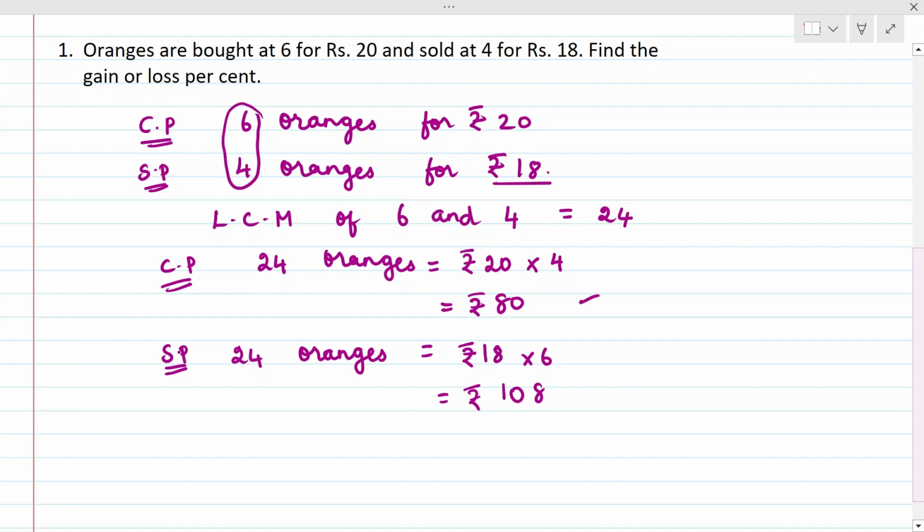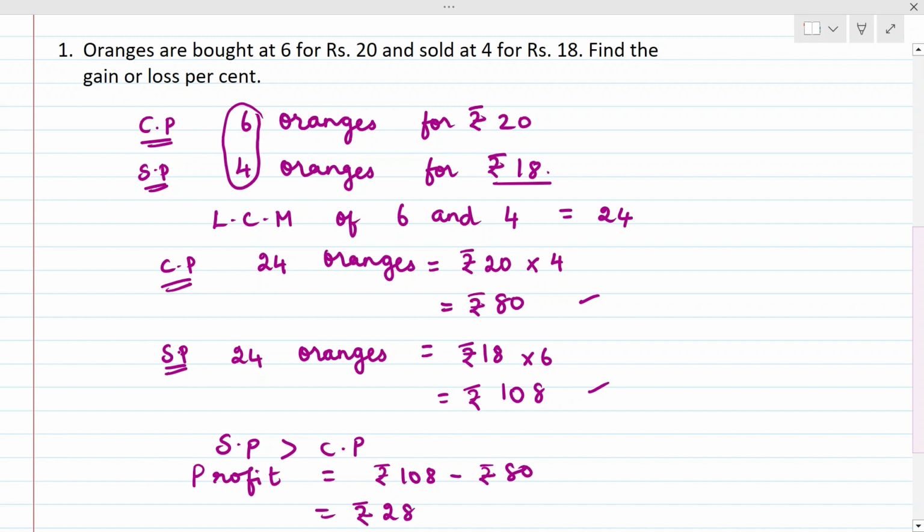So cost price is 80 and selling price is 108. So we know SP is greater than CP. That means the shopkeeper is getting a gain or profit. So now profit equals 108 rupees minus 80 rupees, which is equal to 28 rupees. So the shopkeeper gets a profit or gain of 28 rupees by selling like this.